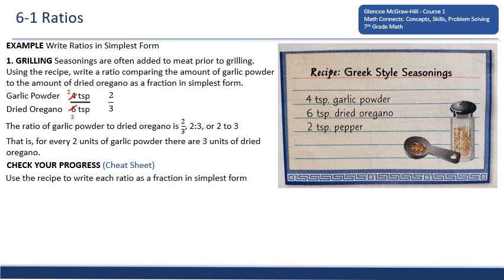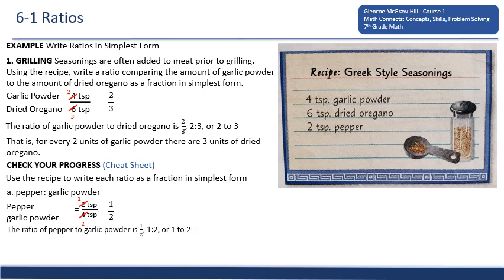Check your progress. Use the recipe to write each ratio as a fraction in simplest form. So pepper to garlic powder. If we look at the recipe, we have 2 teaspoons of pepper and 4 teaspoons of garlic powder. So if we simplify by the greatest common factor, we'll get 1/2. The ratio of pepper to garlic powder is 1/2, or 1:2. You can write it any of those ways, unless it tells you to write it a specific way.